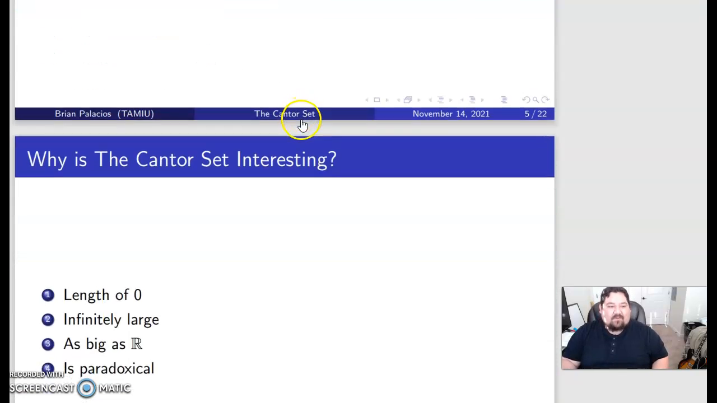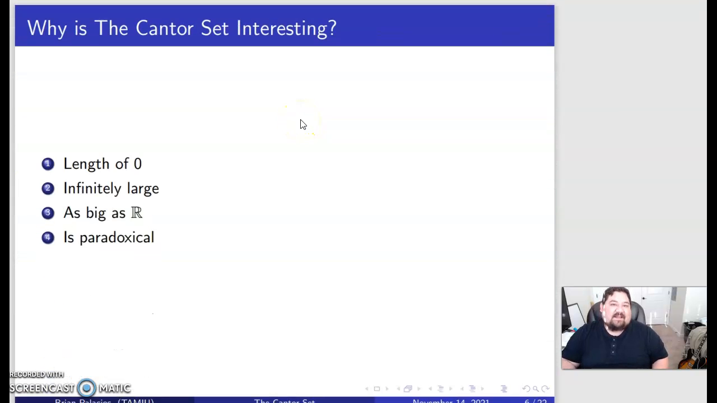So why is the Cantor set interesting? The Cantor set is interesting because we have a line and we keep on removing parts of it, and we keep those endpoints, and those are our numbers that are part of the Cantor set. So the more we remove, it has a length of 0.